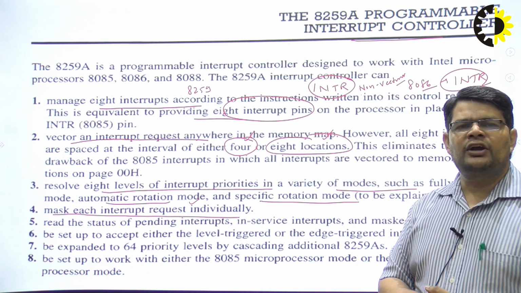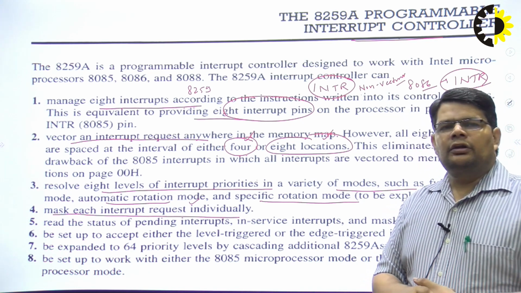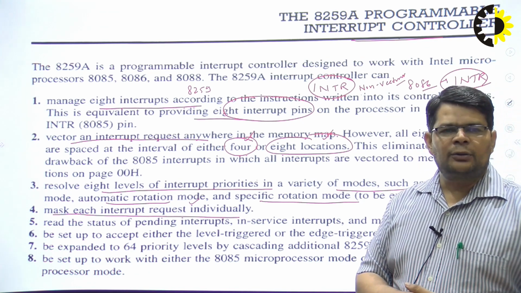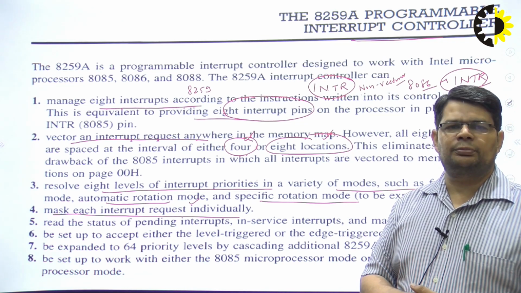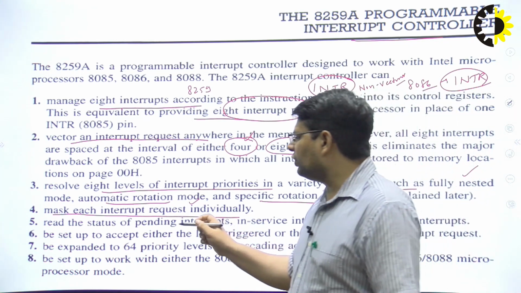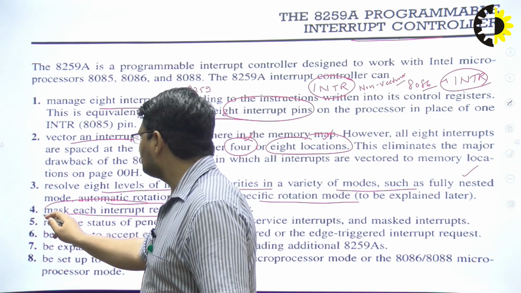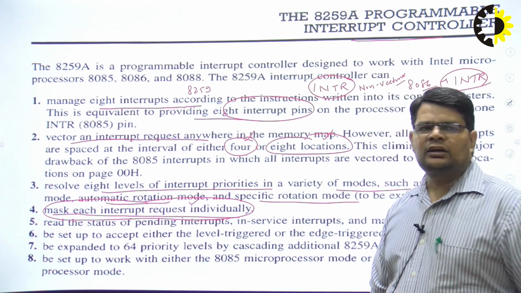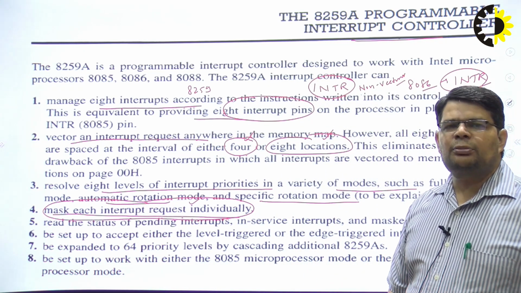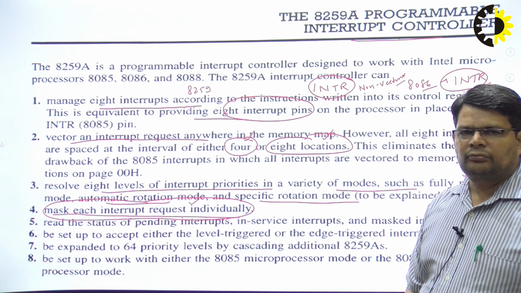So if we want to avoid the service to a particular interrupt or want to delay the request to that particular interrupt, we can have the feature of masking the interrupt request. So using the 8259, we can mask each interrupt request individually.